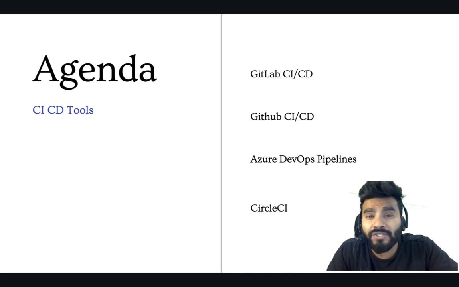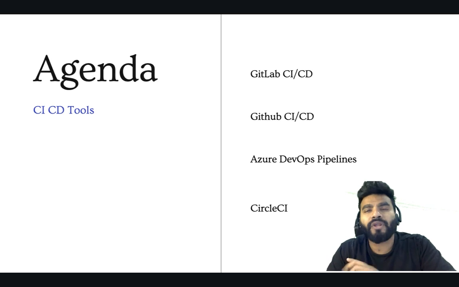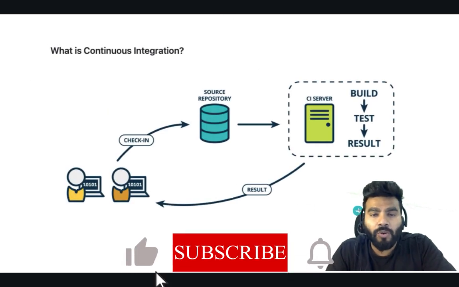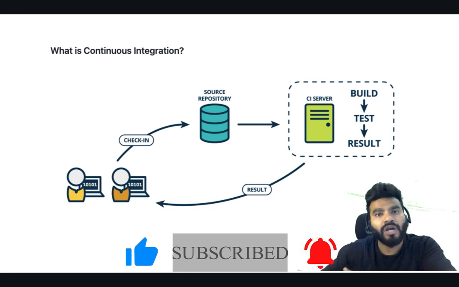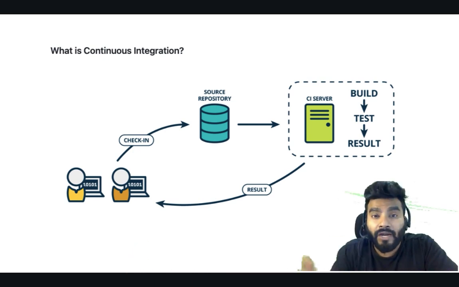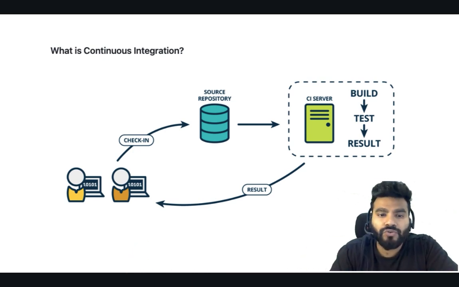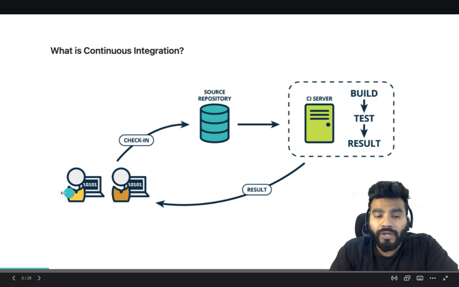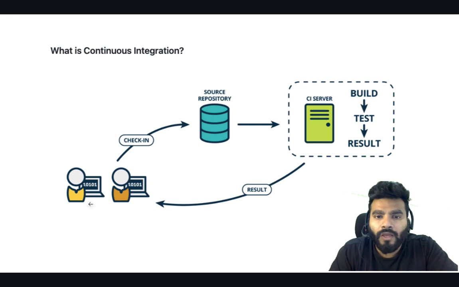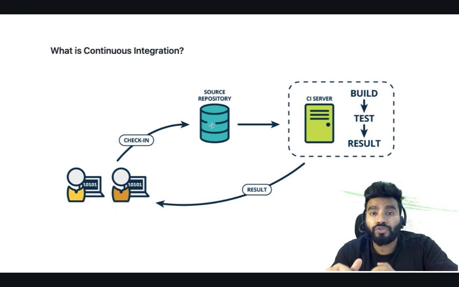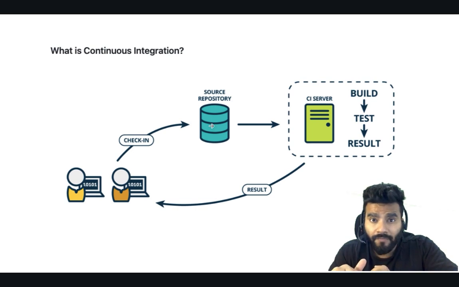Alright, so before getting started into these tools, I want to take a few minutes of yours to talk about what continuous integration is, and that's the same analogy we're going to take further to understand the concept of all of these tools. So as a developer or an infrastructure engineer or a DevOps engineer, whatever you want to call it, you push your code to a source code repository. Now, the source code could be anything: Bitbucket, GitHub, GitLab, Azure DevOps, could be any form of code.